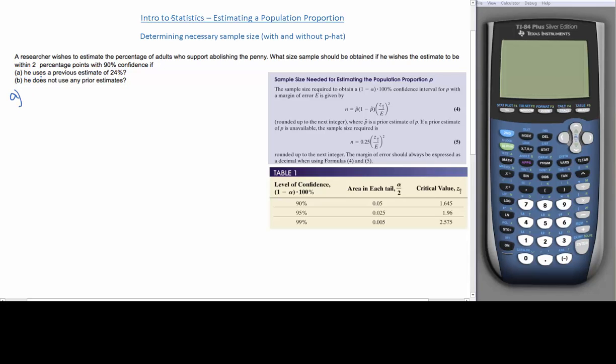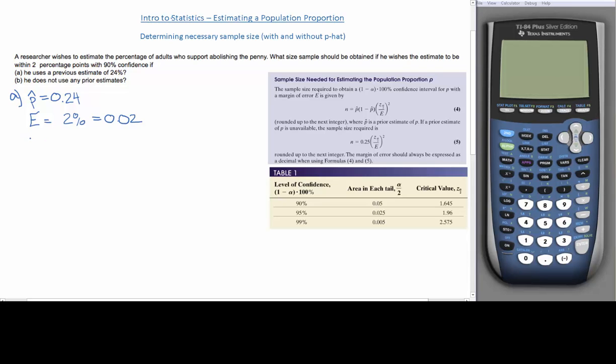For scenario A, it's saying he uses a previous estimate of 24%. That is giving us our p hat, and we're going to turn that over to a decimal. So p hat is 0.24. It also says that we want the estimate to be within 2 percentage points. So that's our margin of error. So our error is going to be 2 percentage points, which is the same as saying 2%, or what we actually need to use is 0.02.